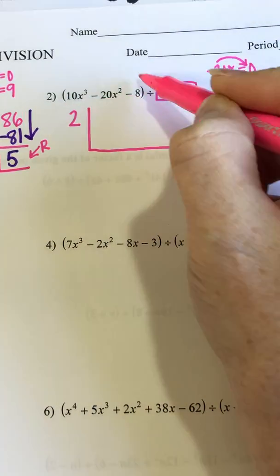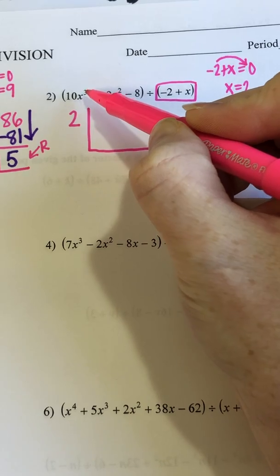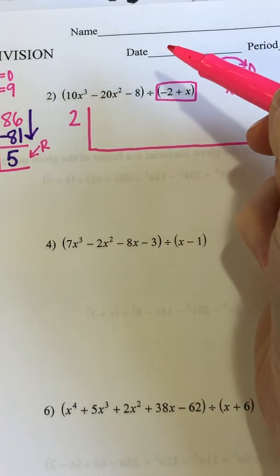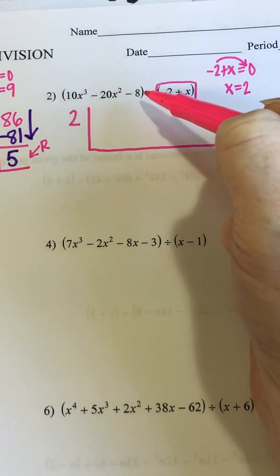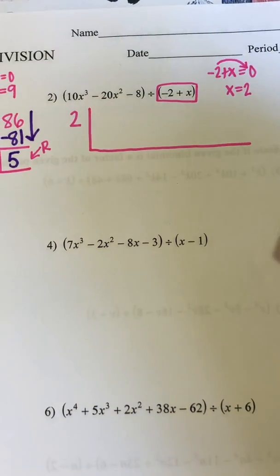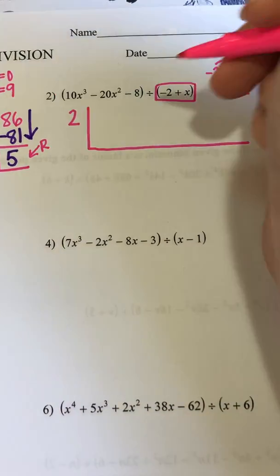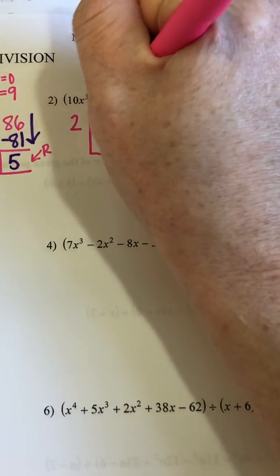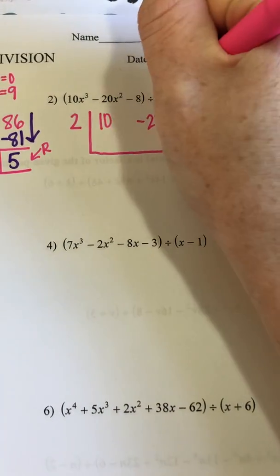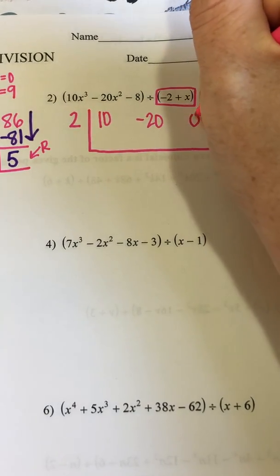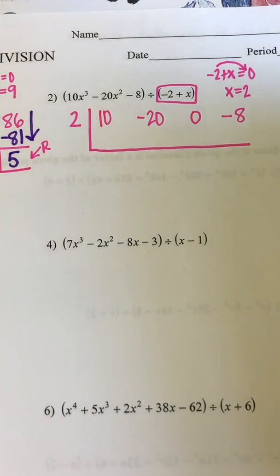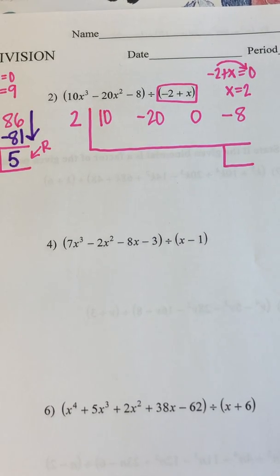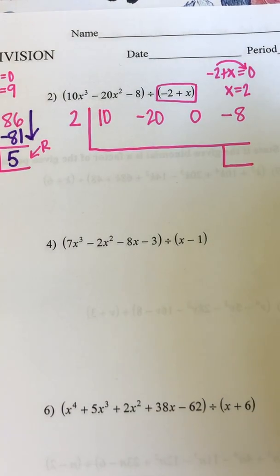Then I come to my dividend, okay? I've got 10x cubed minus 20x squared. Then am I missing something? I'm missing just my x term, right? So what am I going to have to put in its place? A 0. And then I've got the -8. So I've got 10, -20, 0, and -8 as my coefficients. I'm going to put my little box underneath. What does that represent? My remainder. Good.